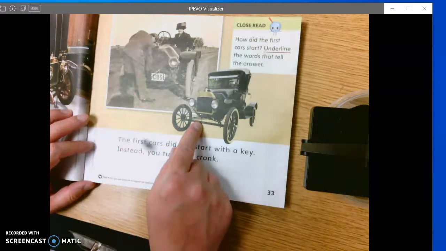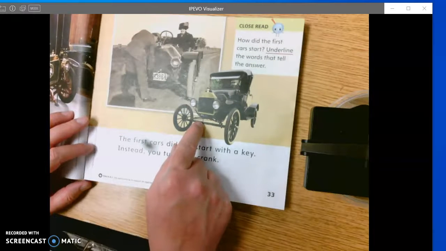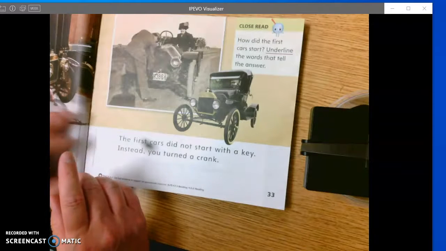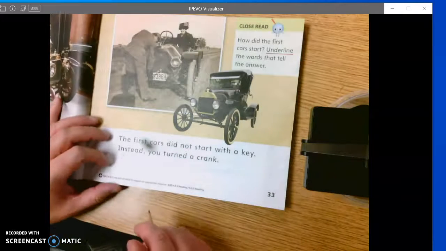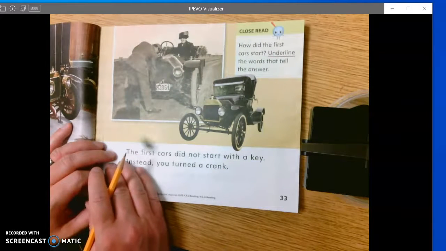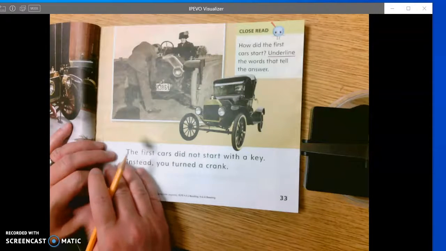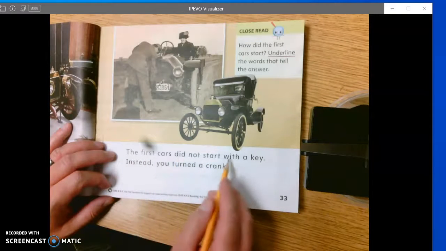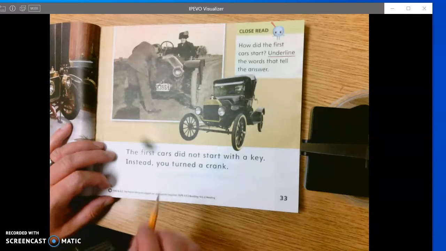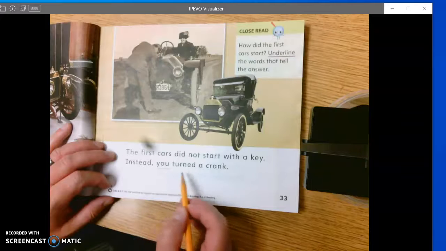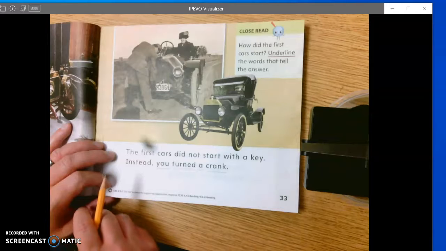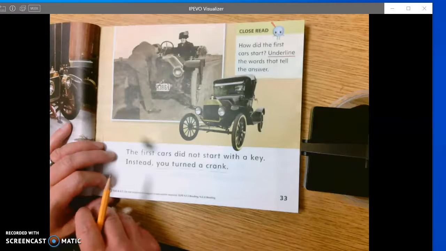All right. Now, we're going to take a little closer look at this page, and the question is, how did the first cars start? How did they start? And we're going to underline the words, so go ahead and get your pencil, and underline the words that tell the answer on this page in the text. The text is the words that we read. So let's look and see how did the first cars start. The first cars did not start with a key. Instead, you turned a crank. I'm going to underline these words here. You turned a crank. That is how the first cars started. Wow. That would kind of give you a workout every time you drove somewhere.